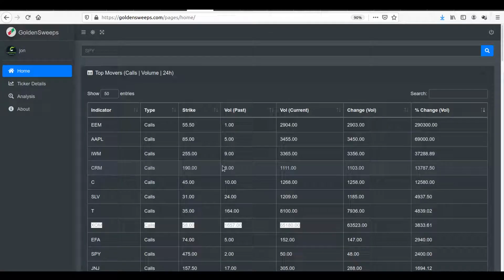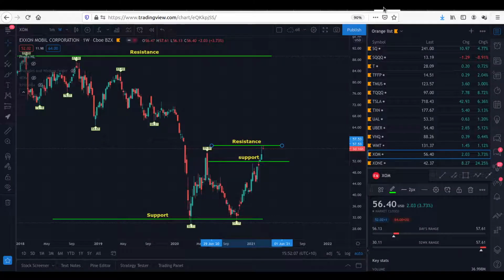Alright, so in our last video, we used Goldensweeps to find some stocks, and in particular, we found XOM as a good opportunity. So what you want to do next is double verify this stock pick with trading analysis. We would head over to TradingView. You can use other trading analysis, like from your broker. It's pretty much a similar concept.